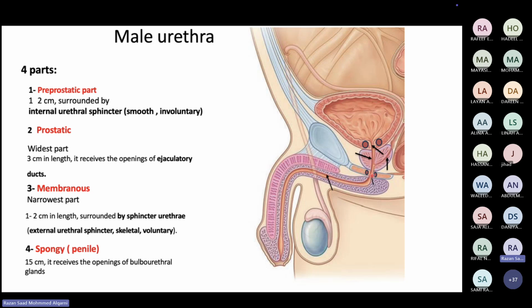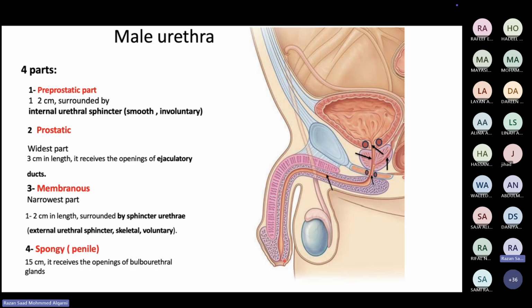And then we have the membranous part, which is the narrowest and the smallest one. So the first one, the pre-prostatic, is 2 centimeters, then the prostatic is 3 centimeters, and finally the membranous is around 1 to 2 centimeters, surrounded by the external sphincter of the urethra, which is skeletal and voluntary, supplied by the somatic nerve.